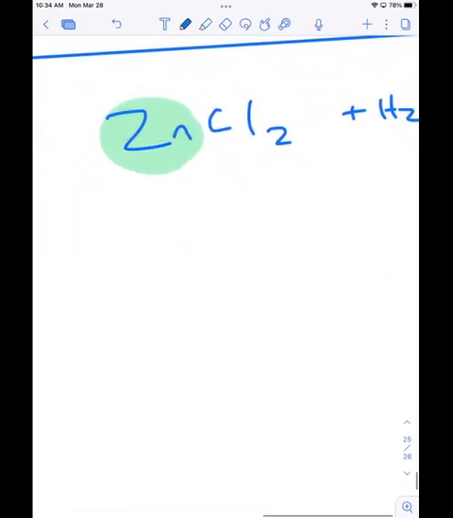All right, so let's undo it. Let's pull it apart. It would have a 2+ charge. This is zinc 2+, and then Cl what? -1. Is that right?